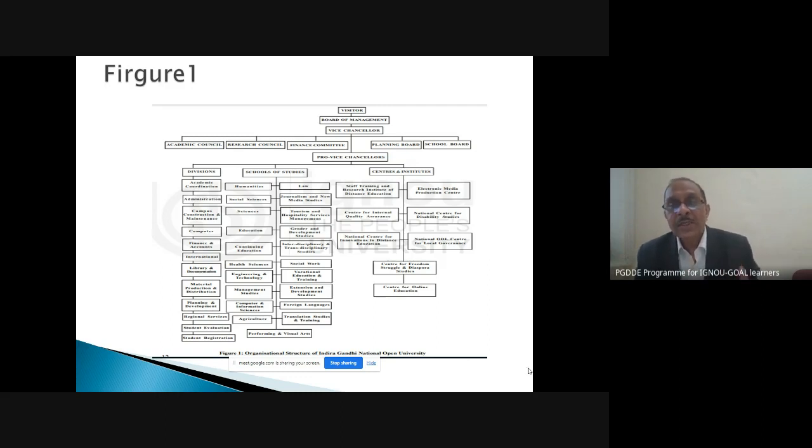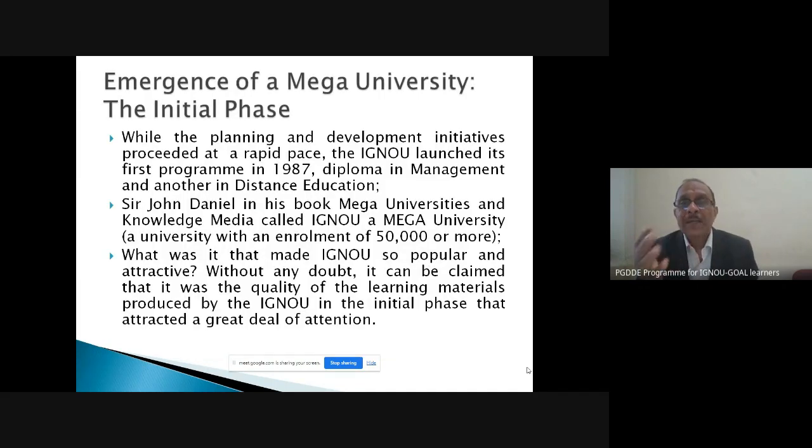So any organizational structure is a dynamic one, keeping in mind the objectives, mission, and vision statements of the organization. It keeps changing. It cannot be a static structure. Tomorrow, after 2 or 3 decades in the future, they may say that a particular area is not needed, so they may remove it, or add a new area. That's how the organizational structure works, and then the emergence of a mega university, the initial phase.